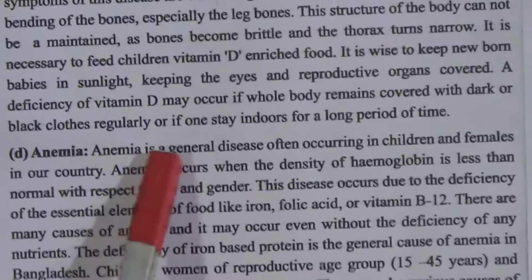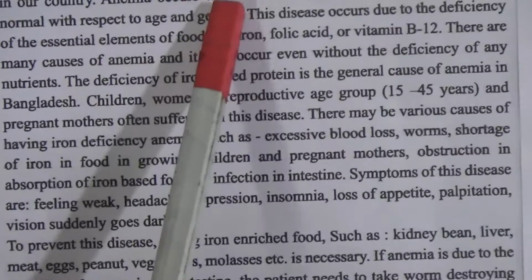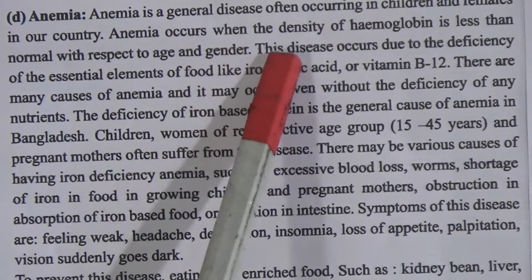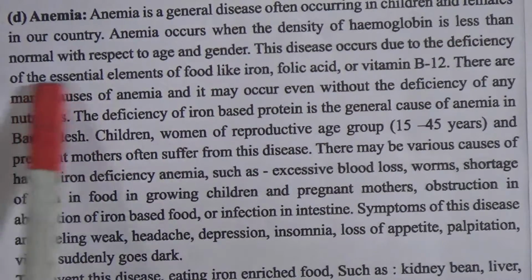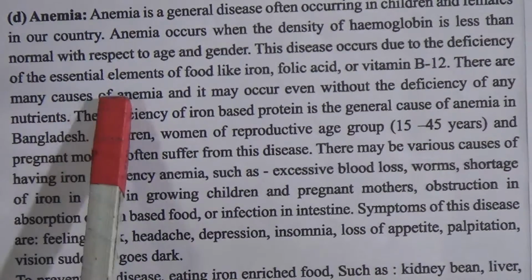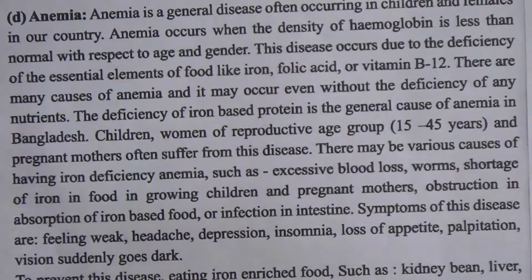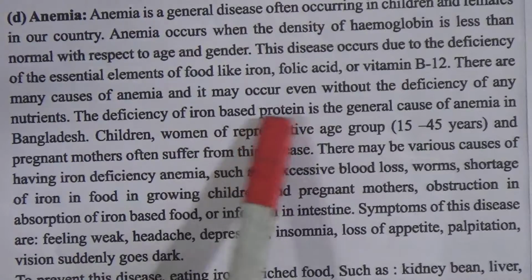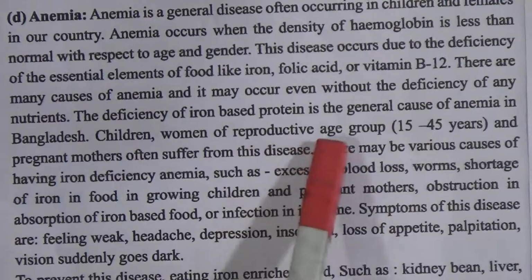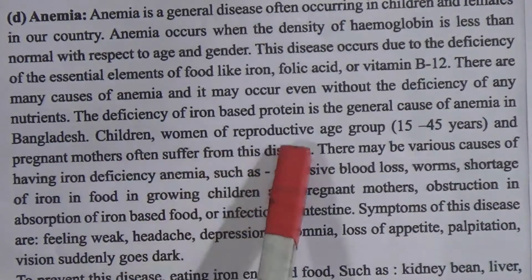Now come to anemia. Anemia is a common disease often occurring in children and females in our country. Anemia occurs when the density of hemoglobin is less than normal with respect to age and gender. This disease occurs due to the deficiency of essential elements of food like iron, folic acid and vitamin B12. There are many causes of anemia, and it may occur even without the deficiency of any nutrients. The deficiency of iron is the general cause of anemia in Bangladesh. Children, women of reproductive age, that means 15 to 45 years, and pregnant mothers often suffer from this disease.